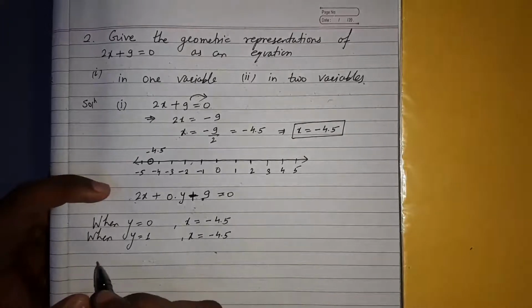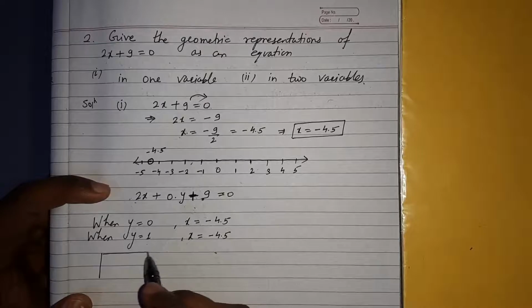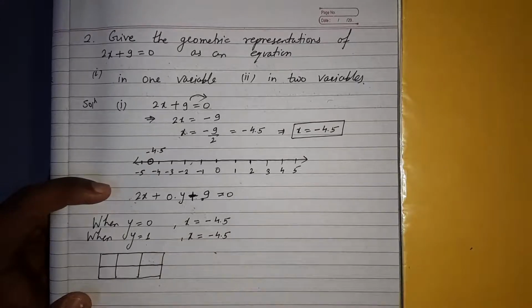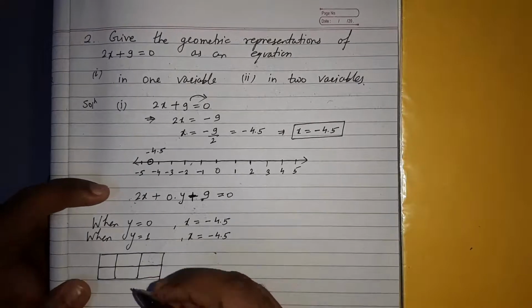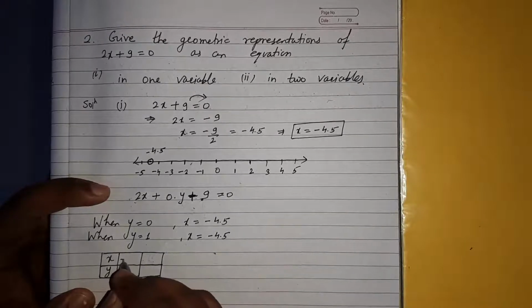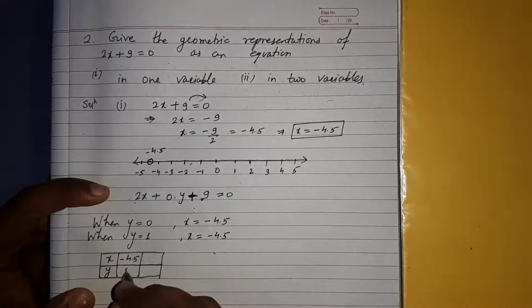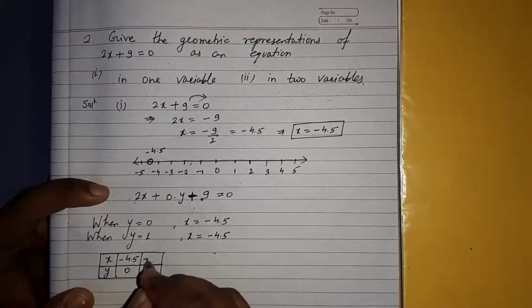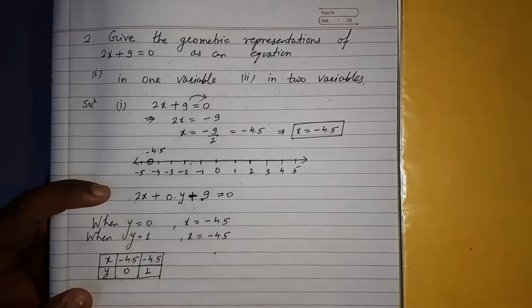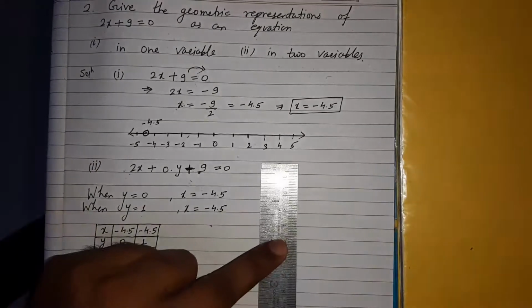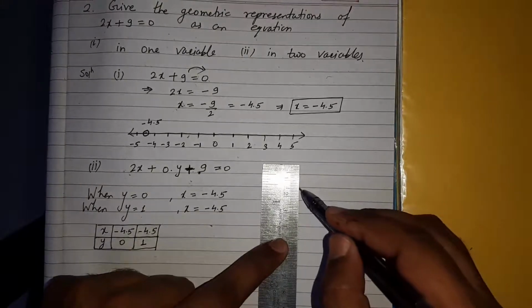So the two solutions of x and y we have got. The first solution: value of x minus 4.5, value of y 0. The second solution: value of y 1 and value of x minus 4.5. Now we will draw the graph of this equation.